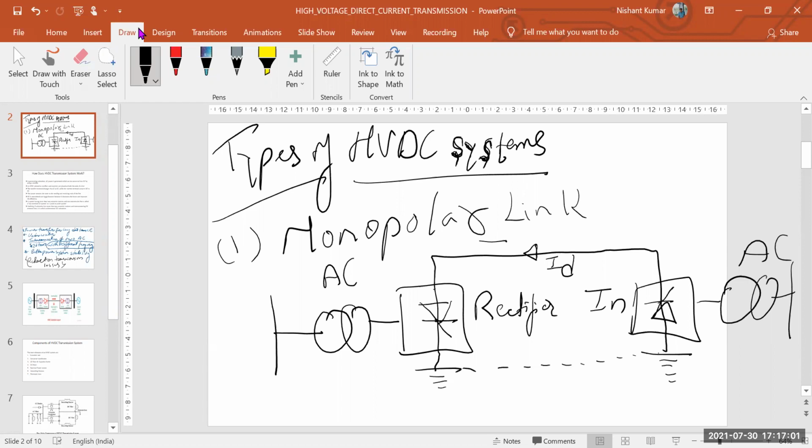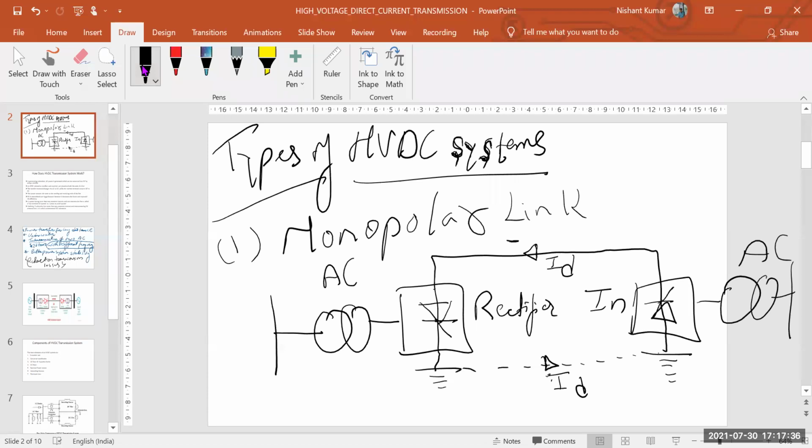This is your monopolar link or monopolar system. It has only one conductor, with ground acting as the return path. So I could draw this part also over here. We'll erase this and this. Now, this system has only one conductor with ground as your return.